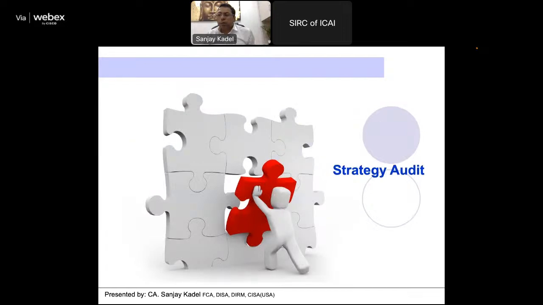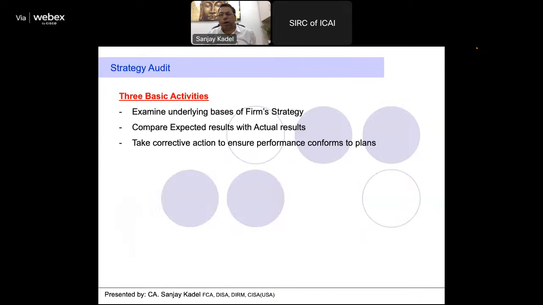So next we lead to strategy audit. So like strategy control, you also have strategy audit where three important activities are being done. First, to check or examine the underlying basis of the firm's strategy. On what basis, on what premises the firm's strategy was made, what kind of information and analysis was undergone to craft the strategy. That you examine. That is one activity of the strategy audit.